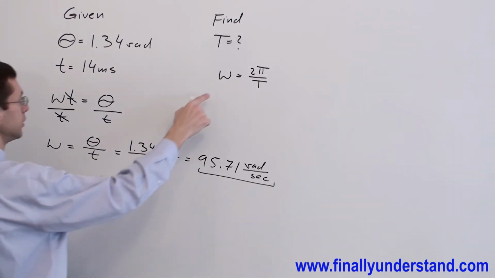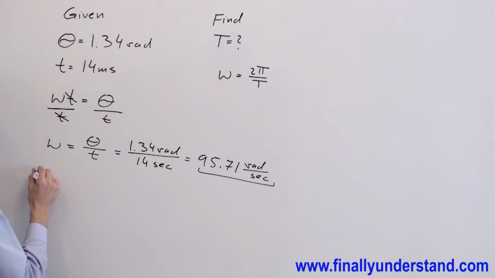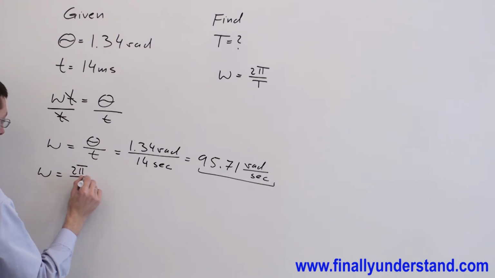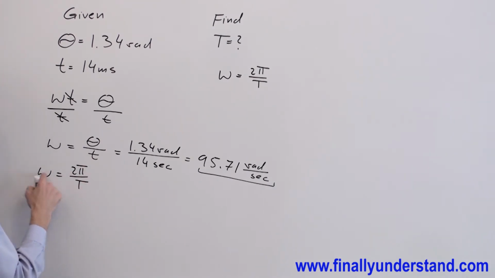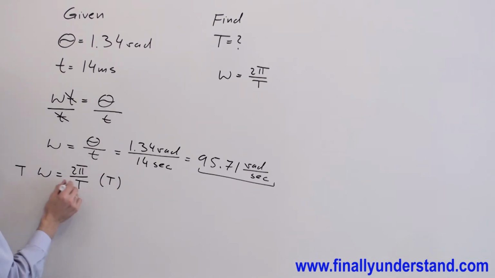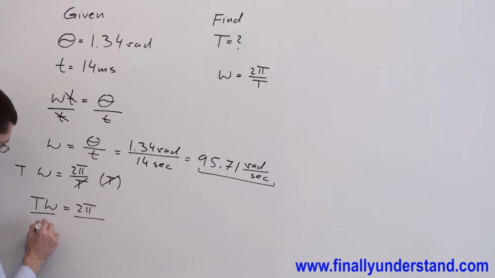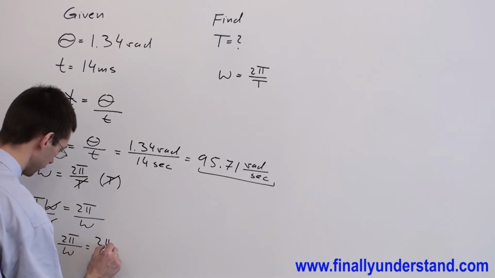We said that omega is equal to 2 pi over the period. From this formula, I can calculate the period. Omega equals 2 pi over T. In order to find T, I have to solve this formula for T. I have to multiply both sides of the equation by T. T and T will cancel out, and I have T omega equals 2 pi. In order to find T, I have to divide both sides of the equation by omega.